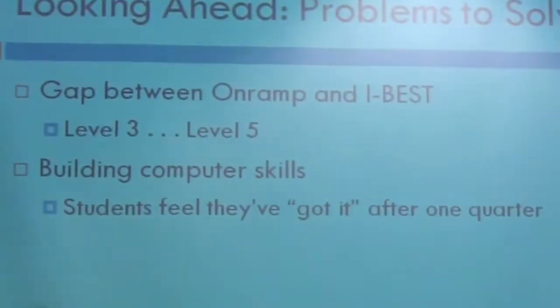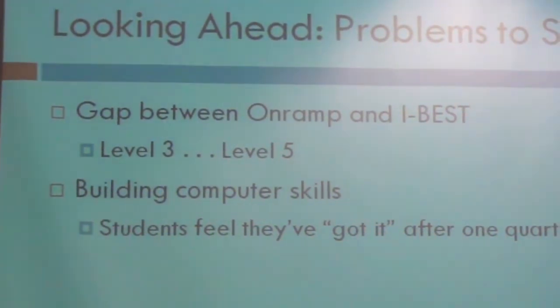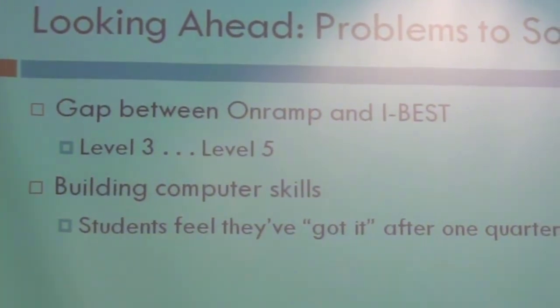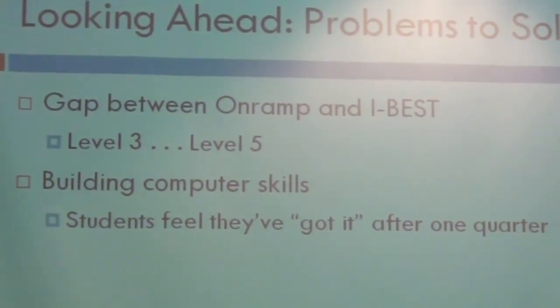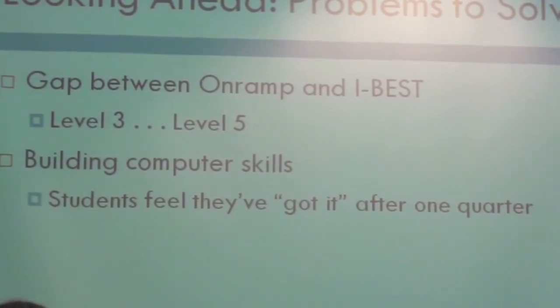In our school, and I think it's the same, you have to be level 5 or your classes have to correlate in order to do on-ramp, IBEST. But our on-ramp is level 3, and so there's a gap. You know, they gain all these skills, but then they have a couple quarters when they're not using them prior to being in an IBEST class, and that's a little bit of an issue.